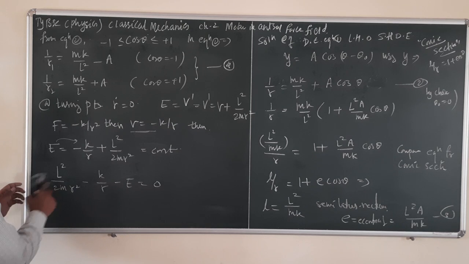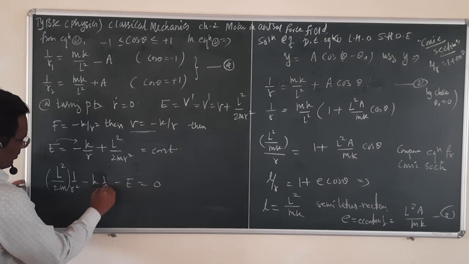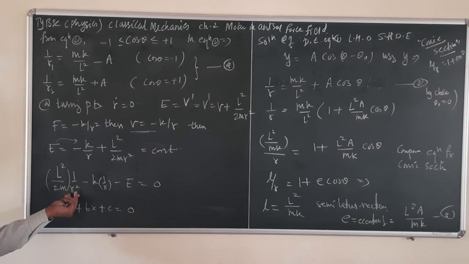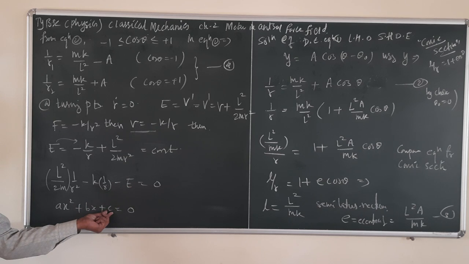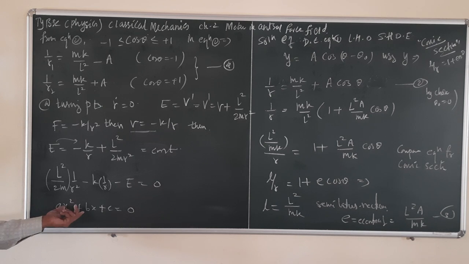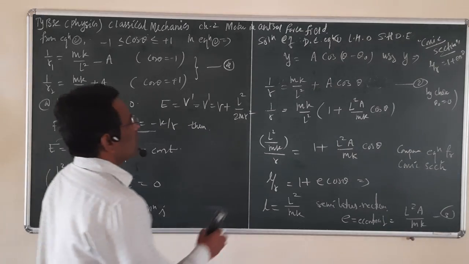Here minus k upon r can be written as minus k into 1 upon r. So this equation is like a x square plus b x plus c is equal to 0, but instead of x, here we have 1 upon r. Here a is the coefficient of the squared term, which is L square divided by twice M. b is the coefficient of the linear term, which is minus k. And c is minus E, which is constant. So energy is constant. Now, what is the solution of this quadratic equation?